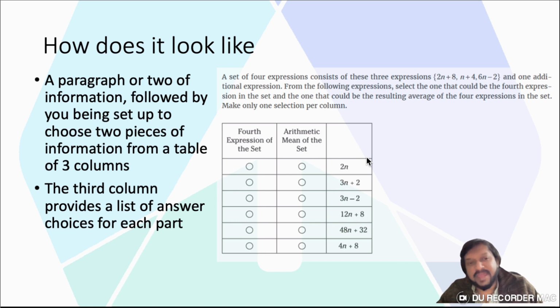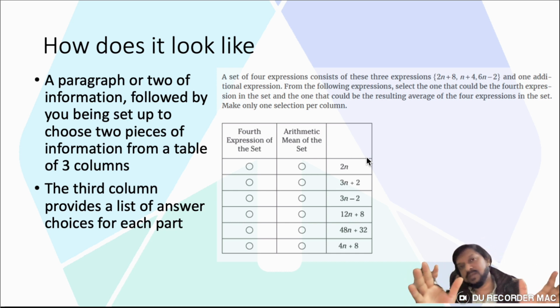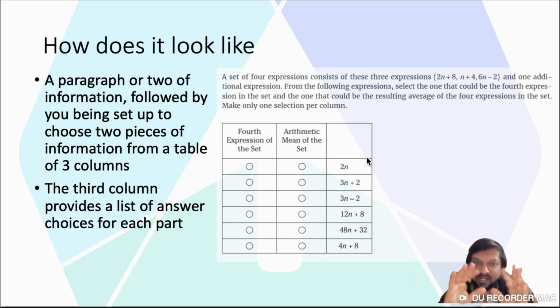This is how it looks like. Every time you see a paragraph or two, along with information, followed by a set of questions which looks like a 3 column table, that is the type of question that we are talking about as two-part analysis. The third column actually provides a set of answers to the first two parts, which are practically the question. How it will look like, I will explain you when we actually take up a question.